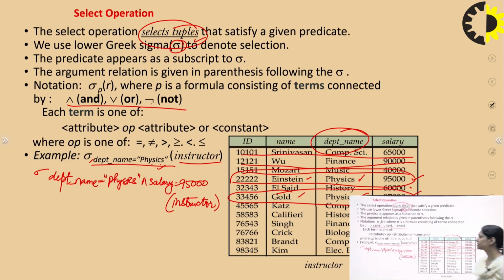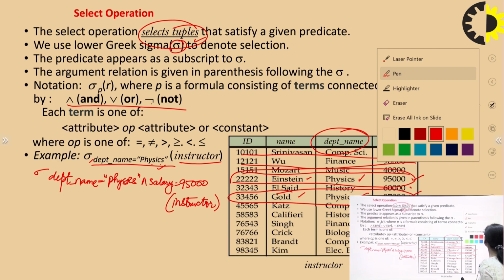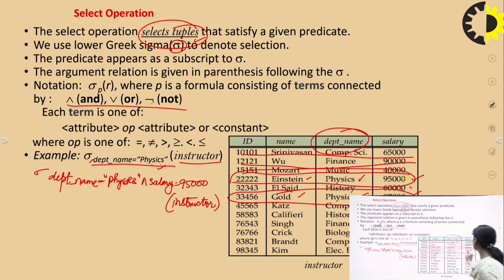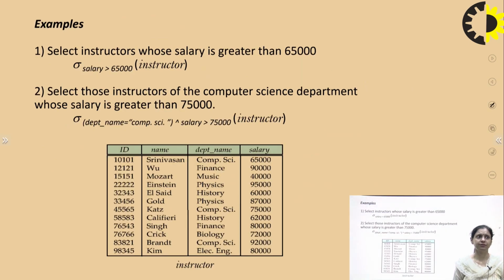Now in this case, we have two conditions to be satisfied. The first one is the same that is given at the top, that is the department name is physics, and the other one is we need to identify all those records where the department name is physics along with the salary as 95,000. So in this case, we'll have the resultant query as this query, wherein we have physics along with the salary as 95,000. So this is how we use this select operation.